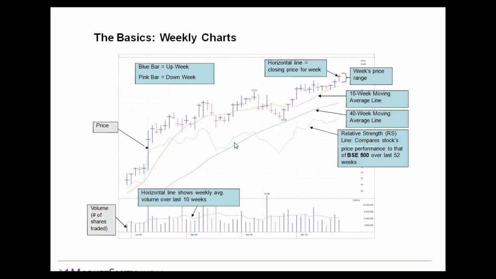Again, this is the relative strength line, which measures your stock performance vis-a-vis the BSE 500 index over the past 52 weeks. So this is all about the daily charts and weekly charts.